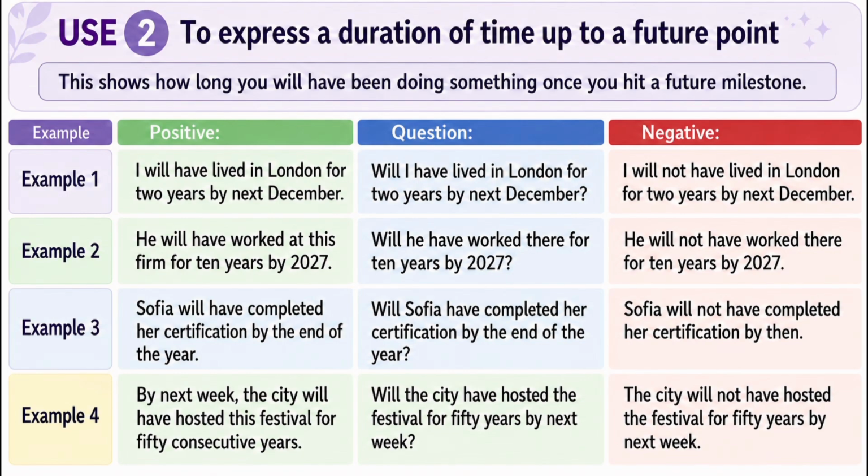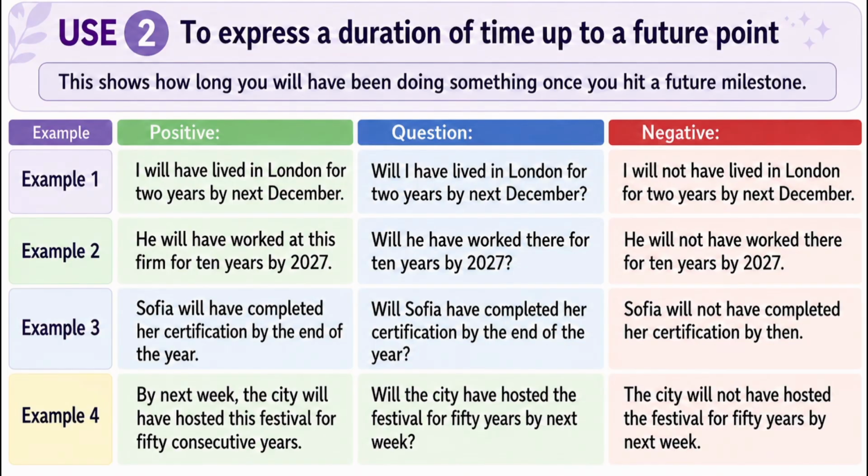Now the third example. Sophia will have completed her professional certification by the end of the year. This means the certification will be completed before the year ends. The question is, will Sophia have completed her certification by the end of the year? The negative sentence is, Sophia will not have completed her certification by then.